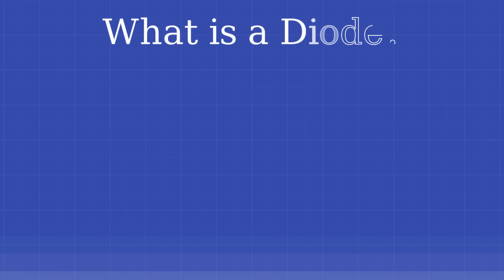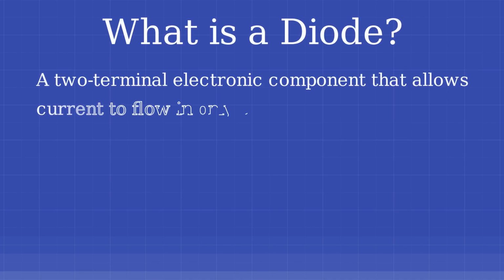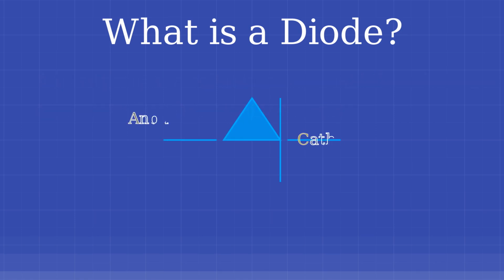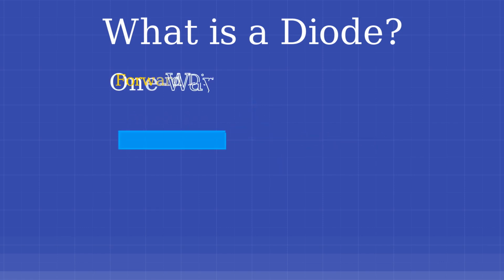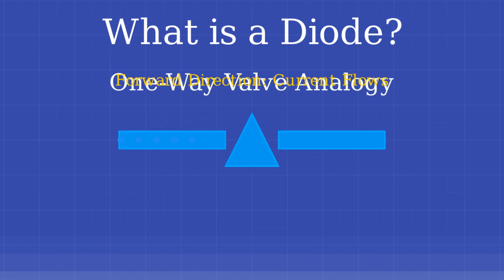What is a diode? A diode is a two-terminal electronic component that allows current to flow in only one direction. A diode acts like a one-way valve for electricity. It has two terminals, an anode, which is the positive side, and a cathode, which is the negative side. The fundamental property of a diode can be compared to a one-way valve. In the forward direction, current can flow through. But in the reverse direction, current is blocked, just like water cannot flow backward through a one-way valve.